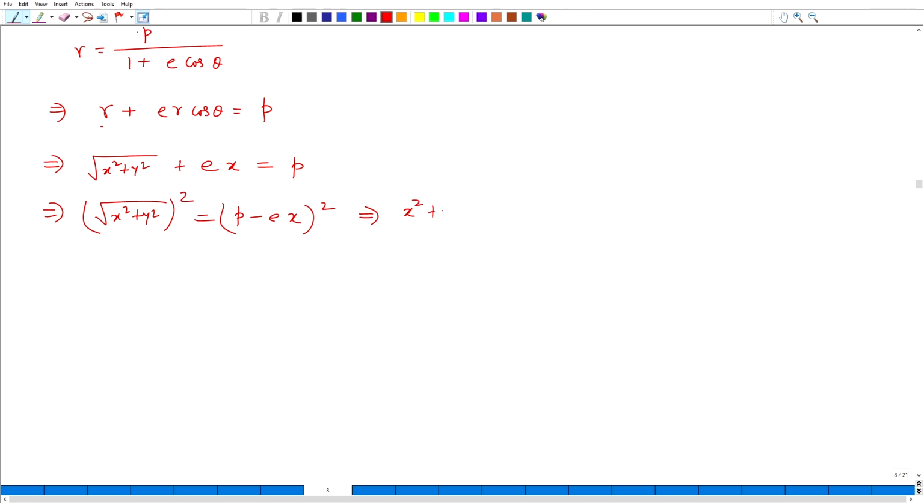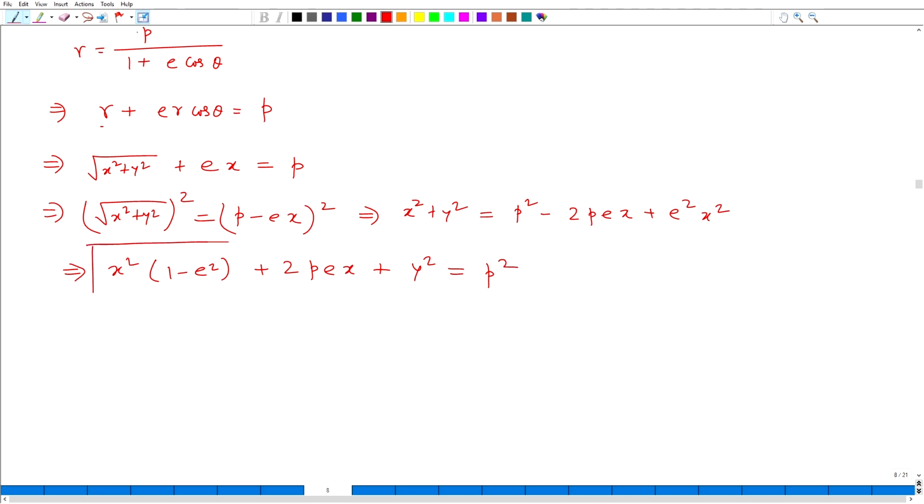Squaring x square plus y square gives me p square minus 2 p e x plus e square x square. If you rearrange, you will have a very friendly form: x square times (1 minus e square) plus 2 p e x plus y square is equal to p square. So, this is the familiar Cartesian form of the conic sections.